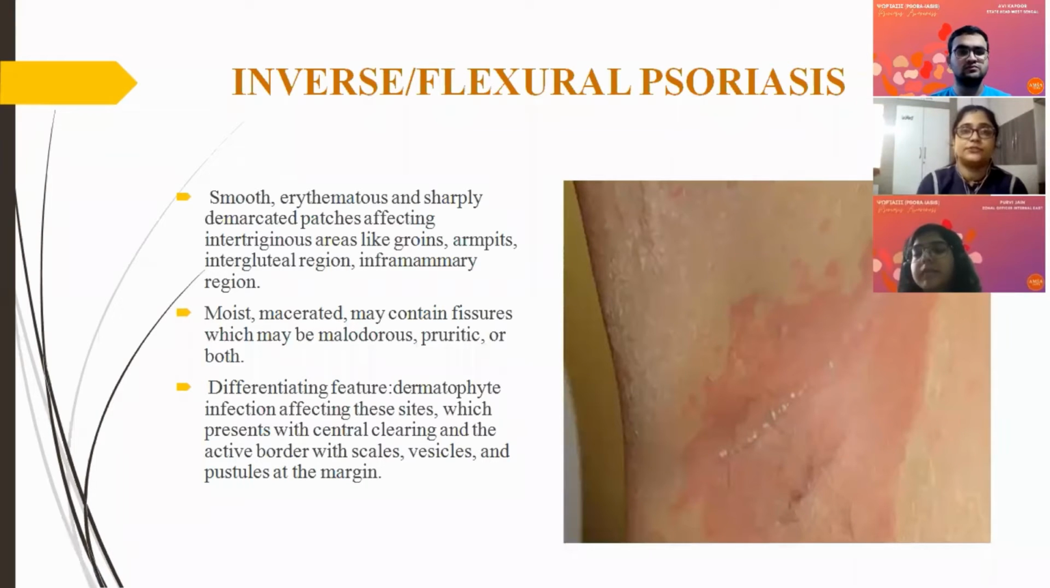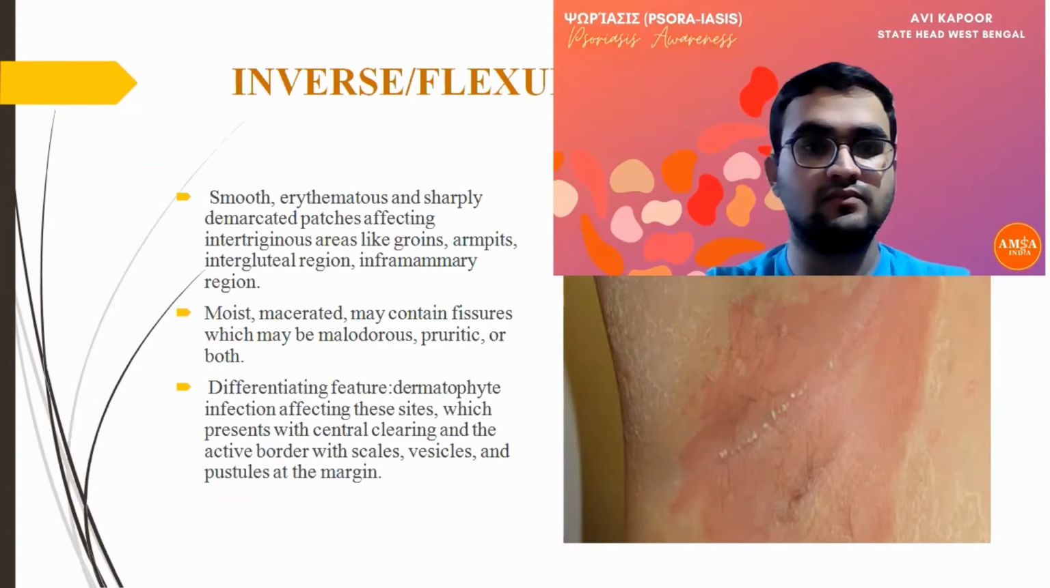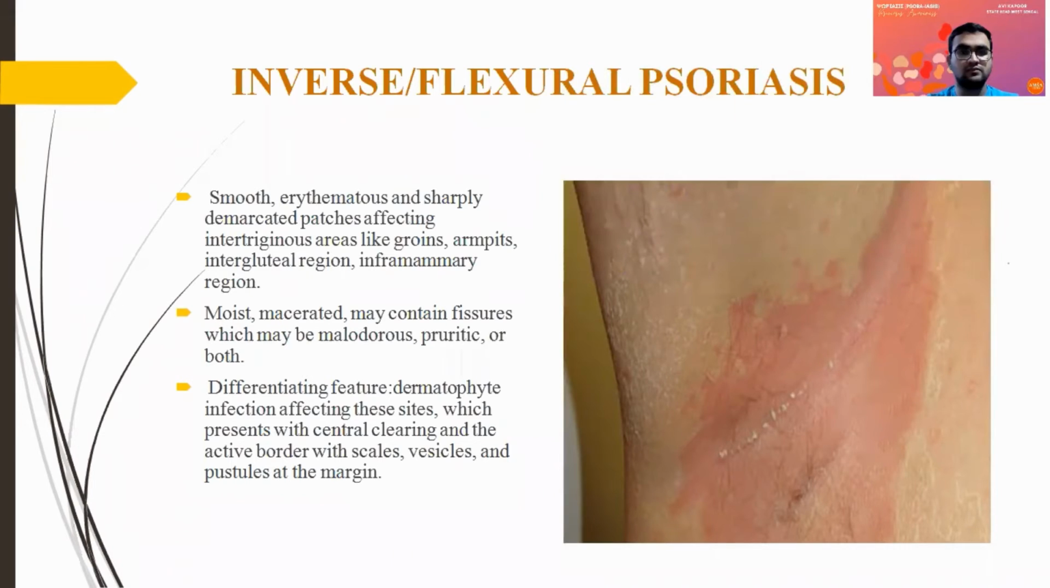This is inverse psoriasis. Smooth, erythematous, sharply demarcated patches affecting intertriginous areas like groins, armpits. Here you can see the psoriasis involves the armpits. Inframammary region, moist, macerated, may contain fissures which may be malodorous, pruritic, or both.